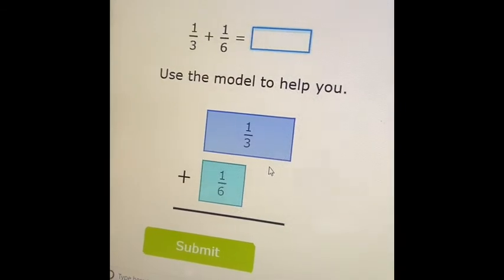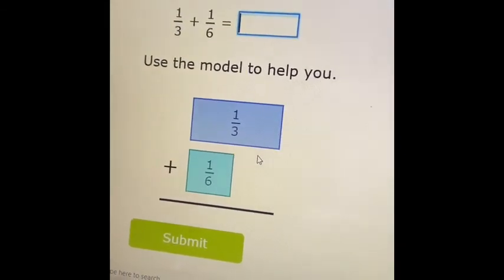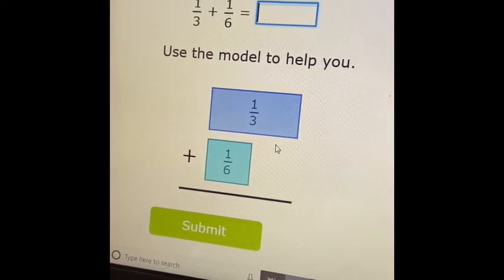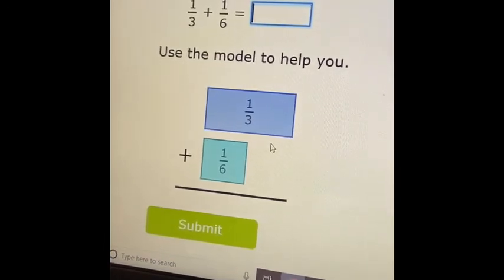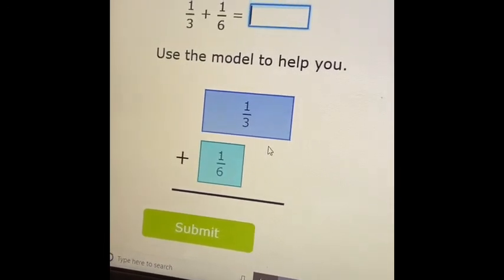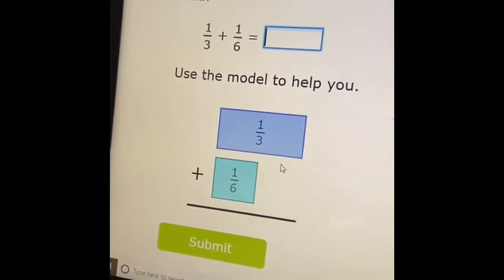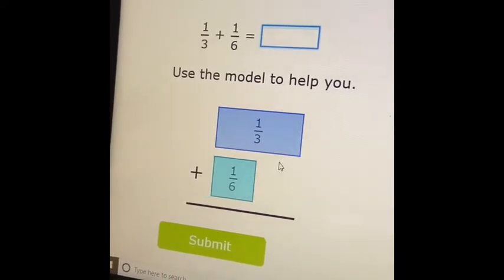All right, scholars, now I'm going to guide you through the work that you're going to be doing in order to add and subtract these fractions using the iExcel platform. Okay, so I see that I have 1/3 and 1/6. Again, I'm noticing the 3 and the 6 are not the same denominators. So I need to determine what is the common denominator that I'll be using to answer this question, okay?